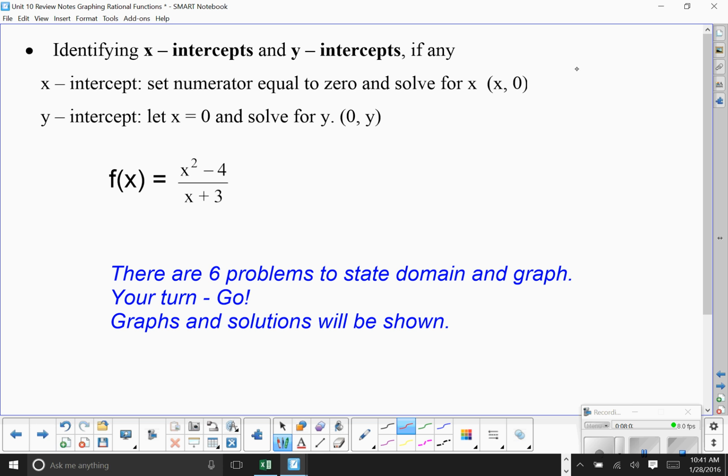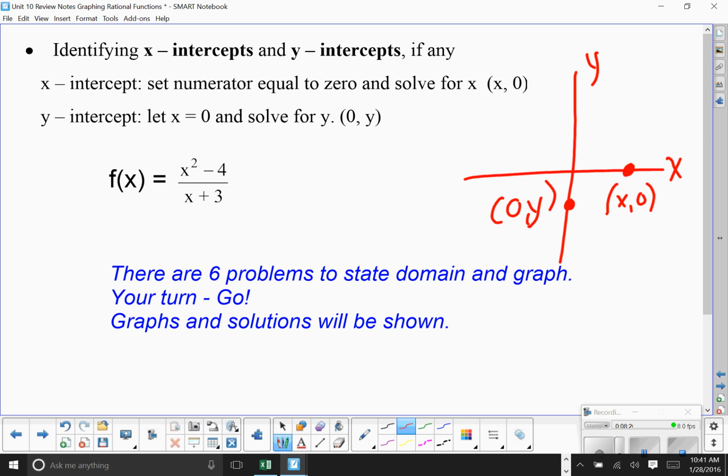And remember that here's my x-axis, here's my y-axis. This point here is x, comma, 0. This point over here is 0, comma, some y value.